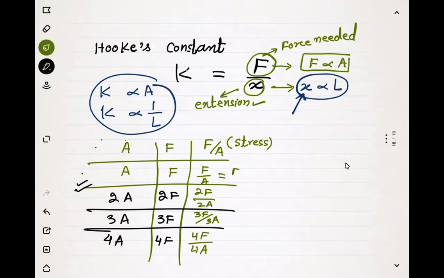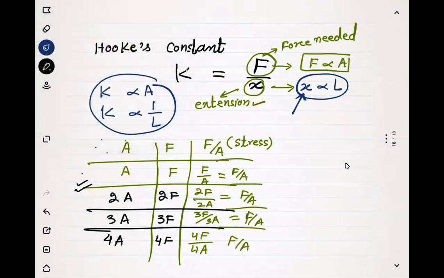So the answer is F over A all the time. Even if you are changing the area, F over A remains constant.